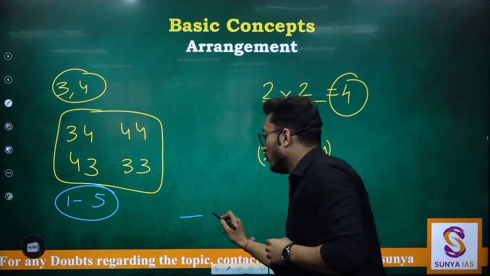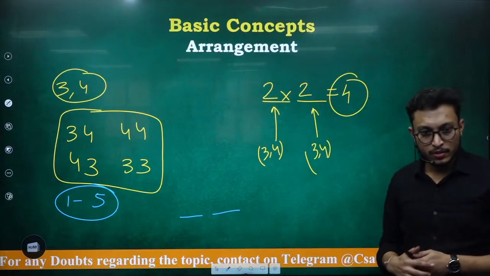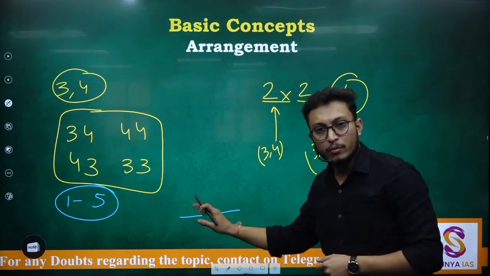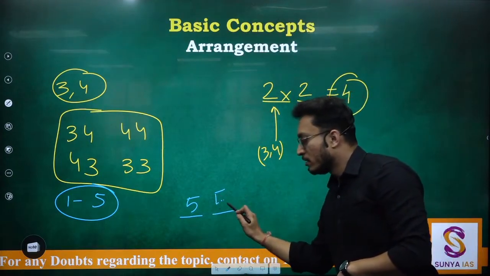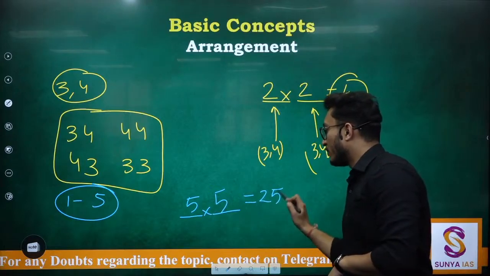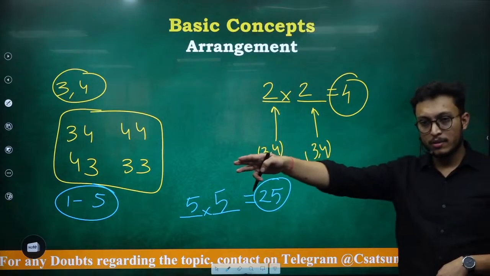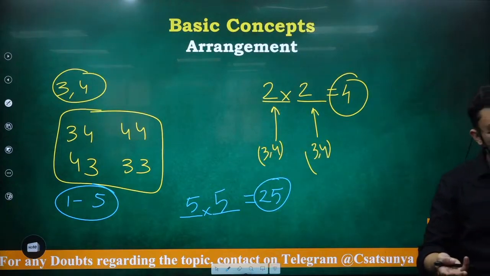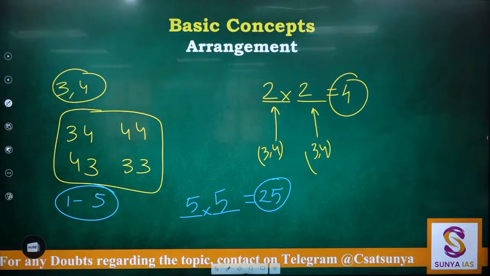So you need to fill these 2 places. You need to perform these 2 events. This event can be performed in 5 ways, and then you need to perform this event again in 5 ways. In total you can make 25 numbers. I know you guys might be doing it directly, just multiply and it will come, but just understand the logic behind it. Eventually it will help you later when the questions get tougher.